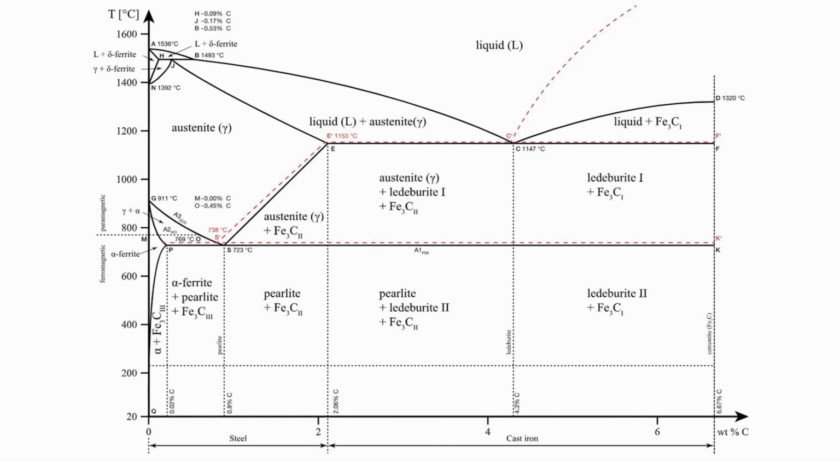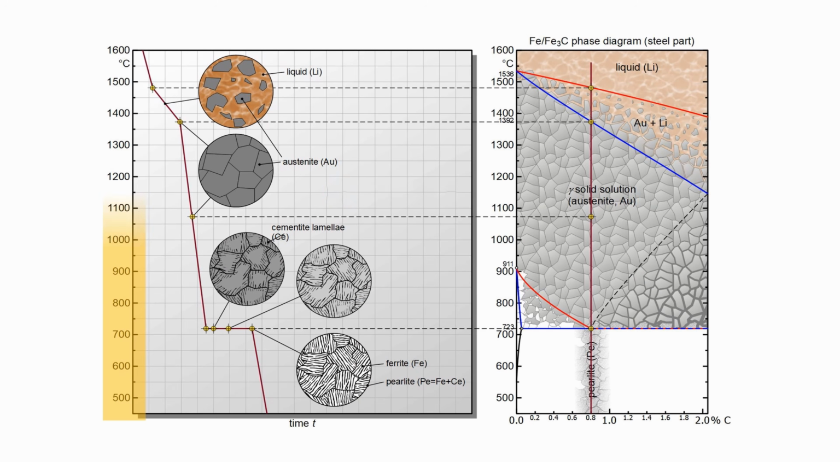The iron-carbon diagram, you remember? So the different phases exist at different temperatures and have different crystal structures and properties, like hardness being different from one phase to another.